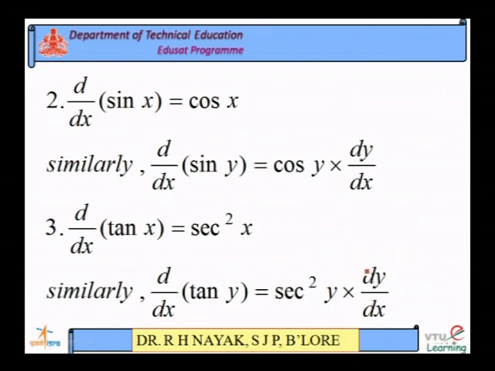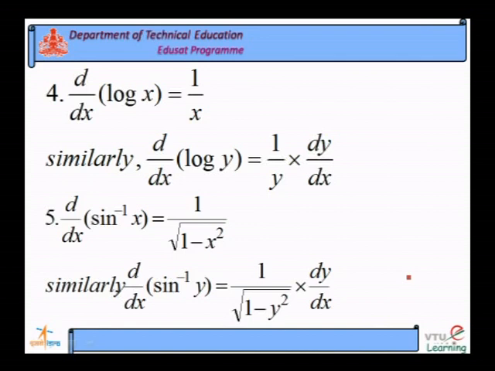Differentiating y terms, check the next one. Differentiation of sin x is what? Cos x. If we have sin y, how to differentiate it? Differentiation of sin is cos y, it is a y term, therefore, into dy by dx. Differentiation of tan x is secant square x. Therefore, differentiation of tan y is secant square y into dy by dx. Differentiation of log x is 1 by x. If we have log y, it is 1 by y into dy by dx.